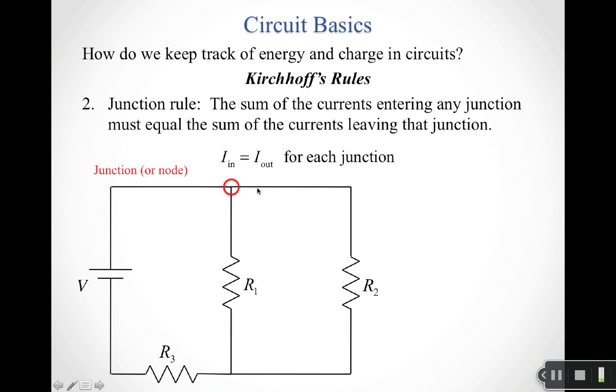What the junction rule tells us is the sum of all the currents entering the junction has got to be the same as the current leaving the junction.